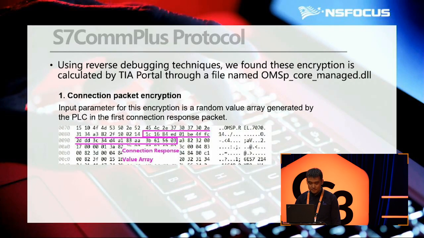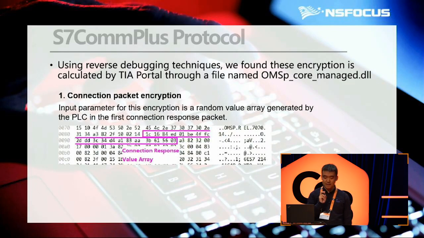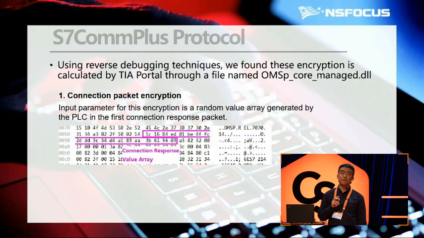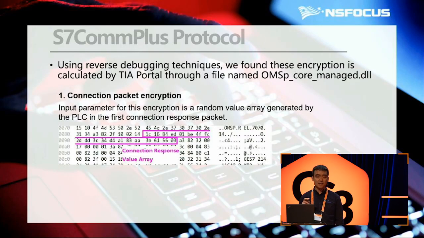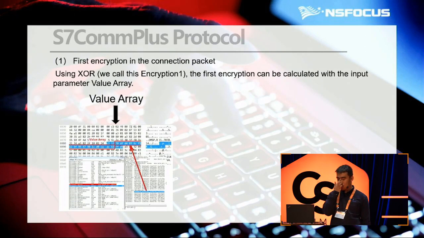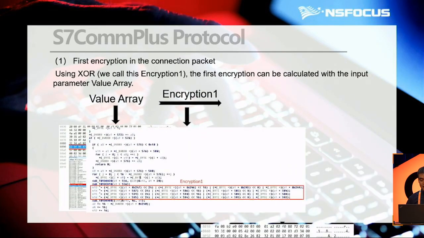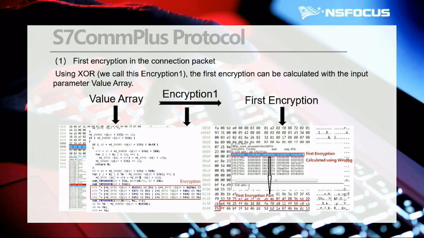We found the first connection packet encryption and the second connection packet encryption. There are two encryptions, as we just mentioned. The input parameter for this encryption is the value array in the first response packet sent by the PLC. It's a random value array, and we use this random value array as the input parameter, and use the XOR algorithm. It is very simple, the first one. Using this XOR algorithm, we can get the first encryption.